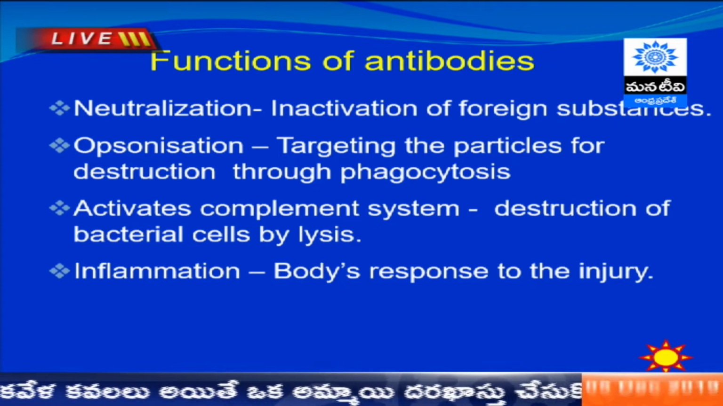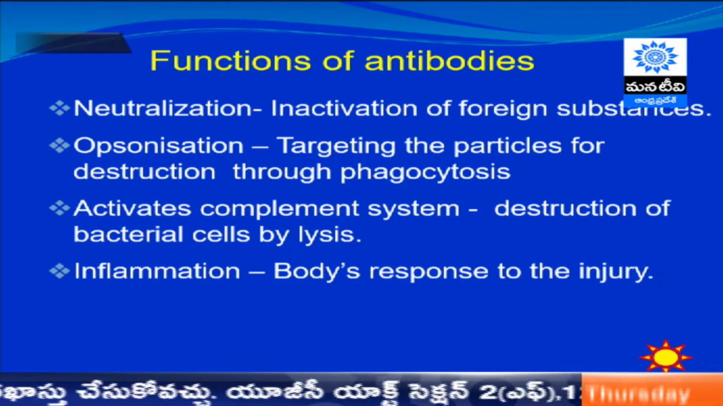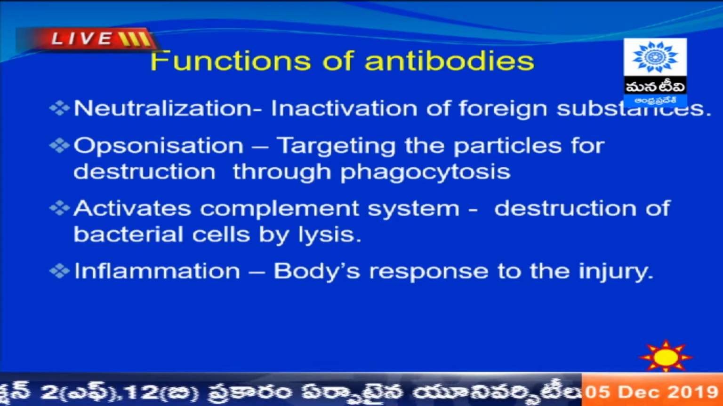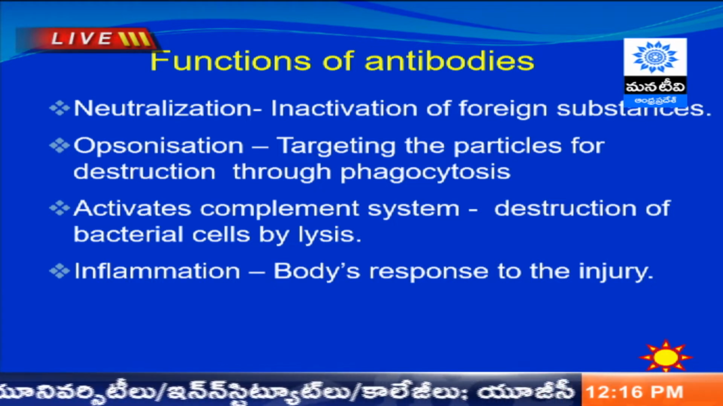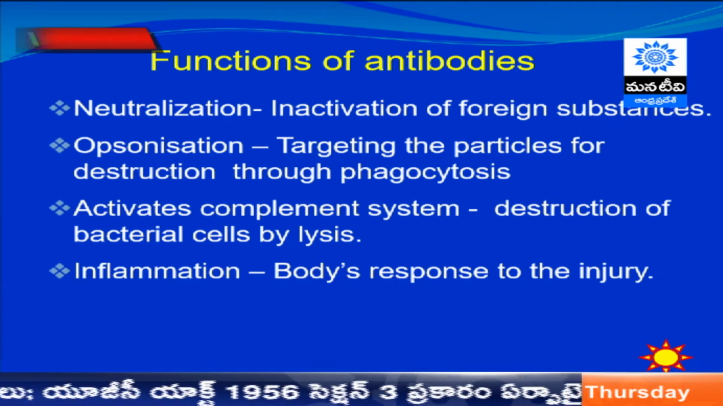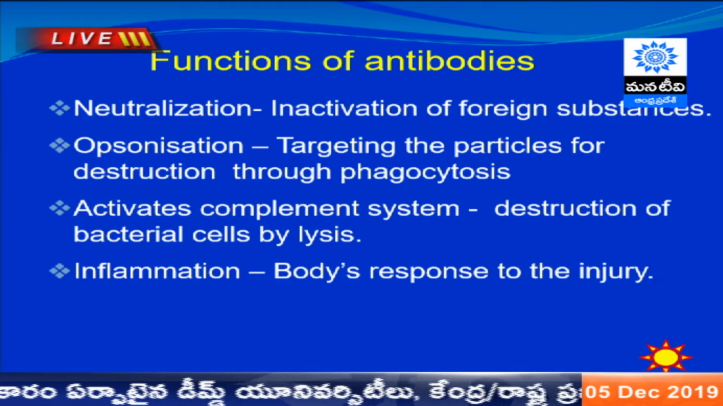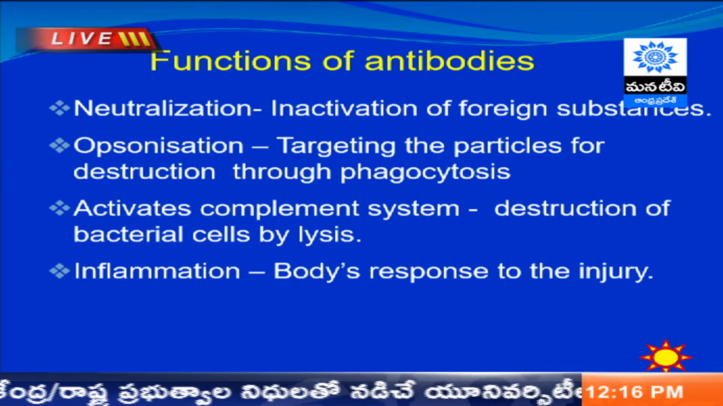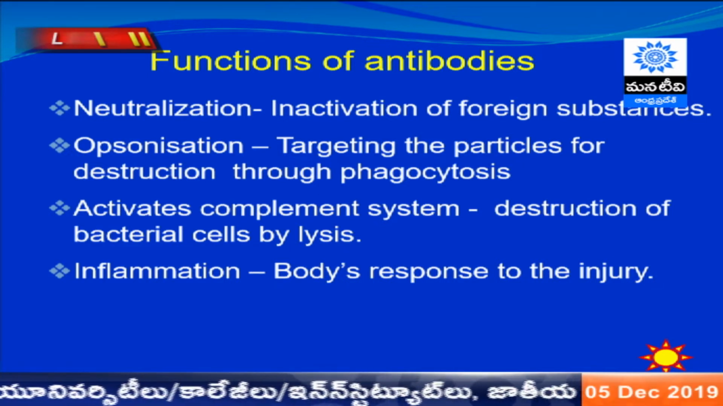The second one is opsonization. Opsonization is nothing but targeting the particles for destruction through phagocytosis. Here the thing which is involved is called opsonin, and the final product is the phagocytosed product, which is totally inactive. So, targeting the particles for destruction by phagocytosis is called opsonization.